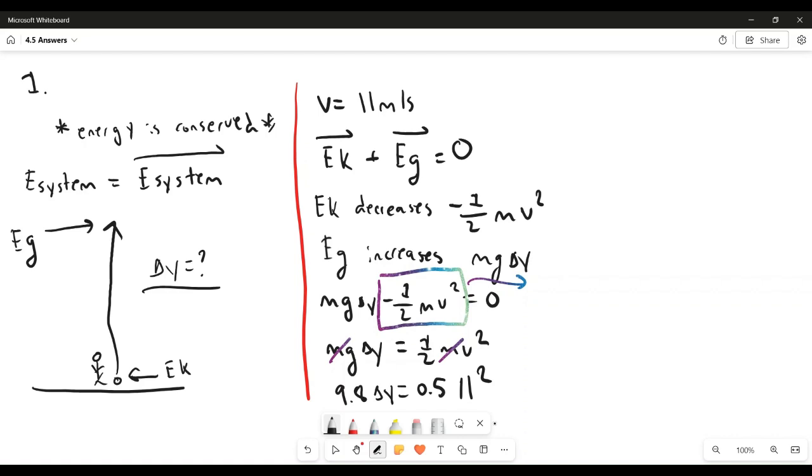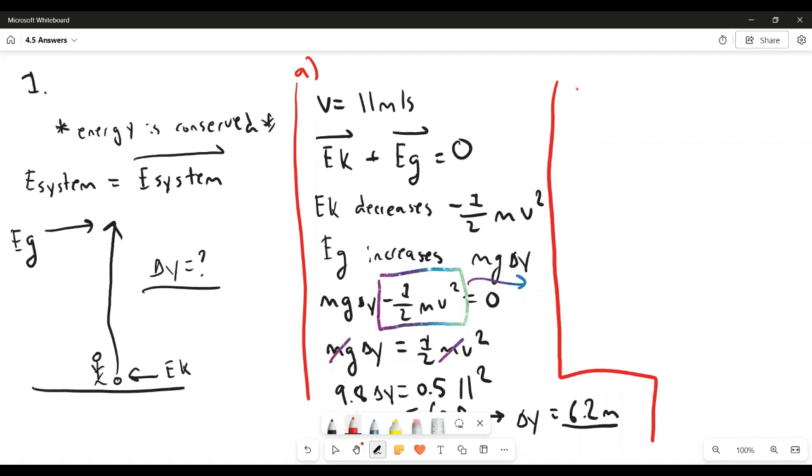So on the right side over here, we should get 60.5, and on the left side, 9.8 change in y, delta y. And in the end, divide both sides by 9.8, and you'll find that the ball's maximum height is 6.2 meters once you round to two significant digits. Okay, so that's part A.